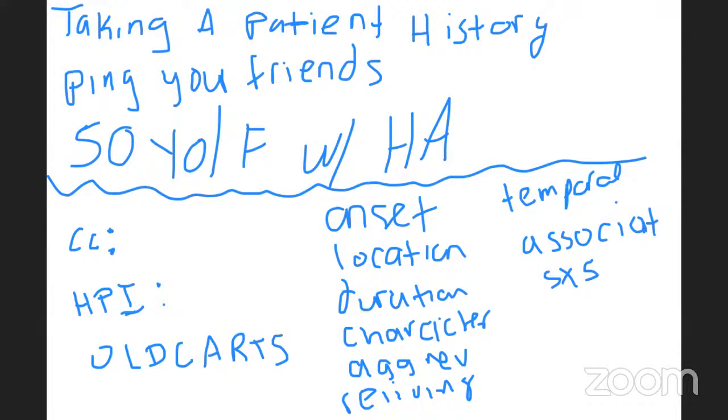Yeah, very good. She has some blurry vision. So why are you guys asking about vomiting and blurry vision? It could be increased intracranial pressure. Very good. Yeah. And if that's the case, that's a medical emergency.